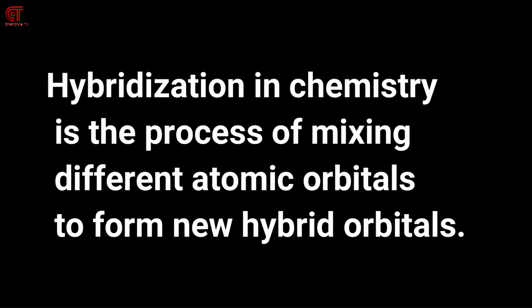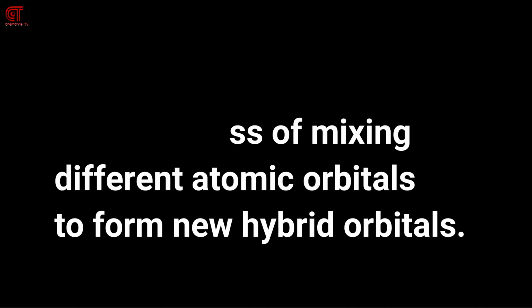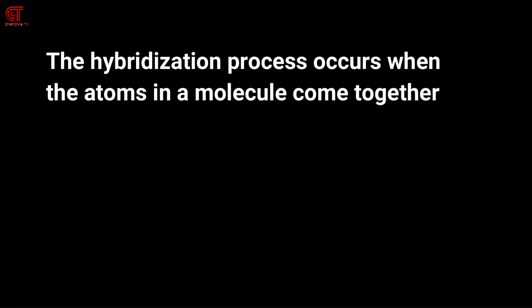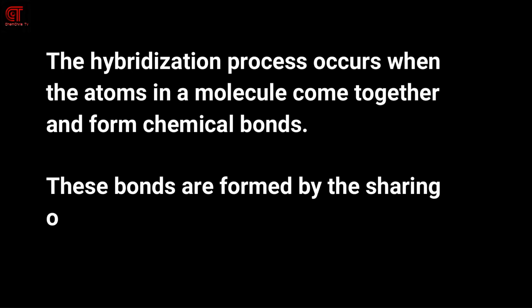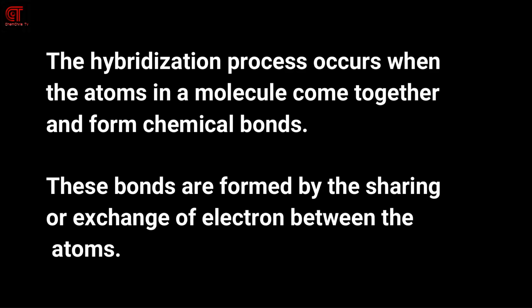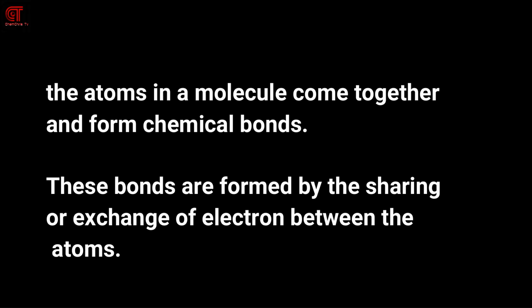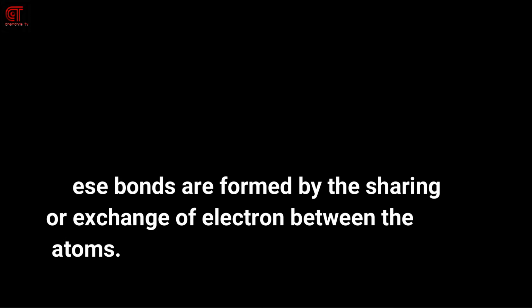Hybridization in chemistry is the process of mixing different atomic orbitals to form new orbitals. The hybridization process occurs when the atoms in a molecule come together and form chemical bonds. These bonds are formed by the sharing or exchanging of electrons between the atoms.